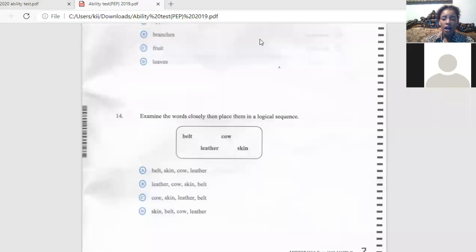So you can tell your parents to plan for it. Again, the cost is 2,500 Jamaican dollars for 3 hours of intense ability test preparation. And this workshop will be on the 13th of March, 2021, of course.